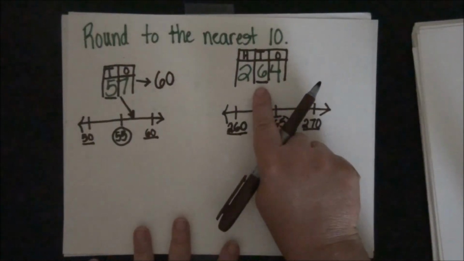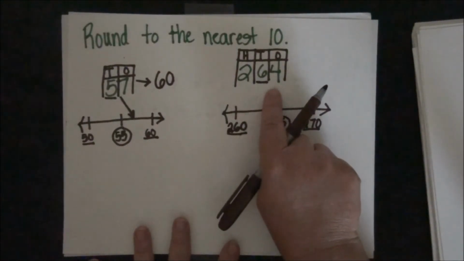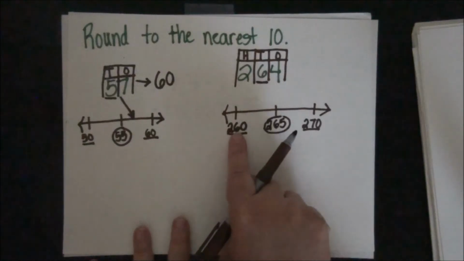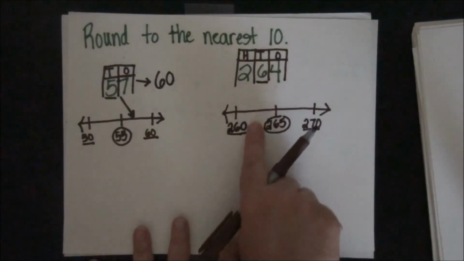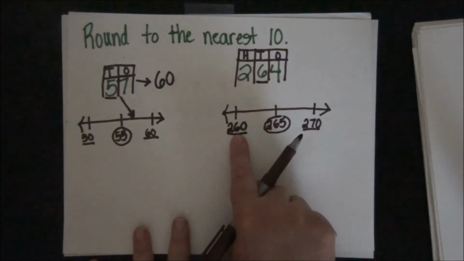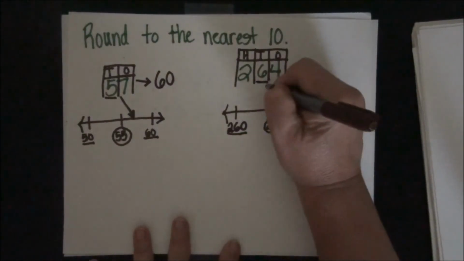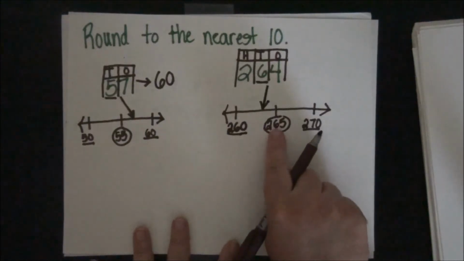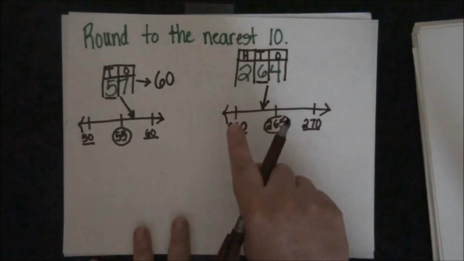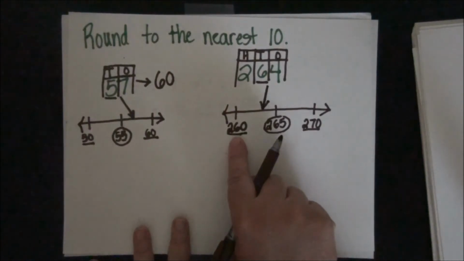Now I'm going to look at my original number, 264. If I'm counting from 260 to 265, I would say 260, 261, 262, 263, 264. And then I would get to 265. So it goes here. It's smaller than 265. So it rounds to 260.